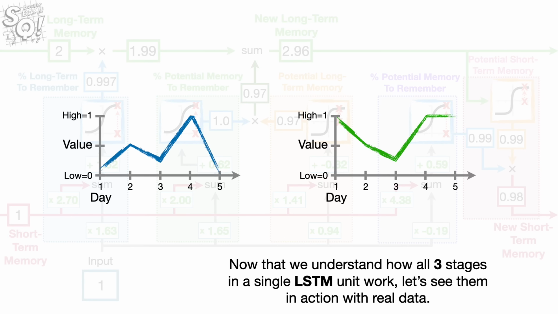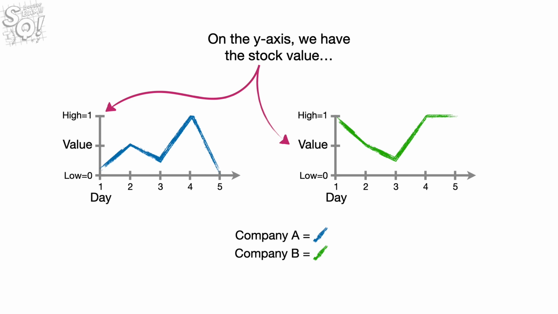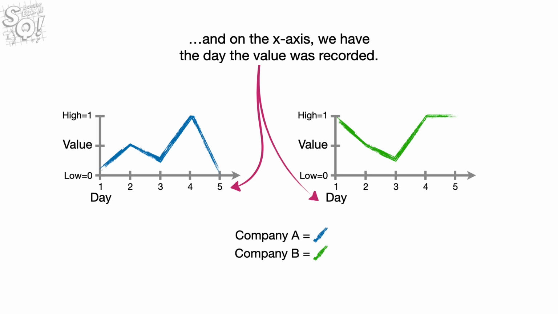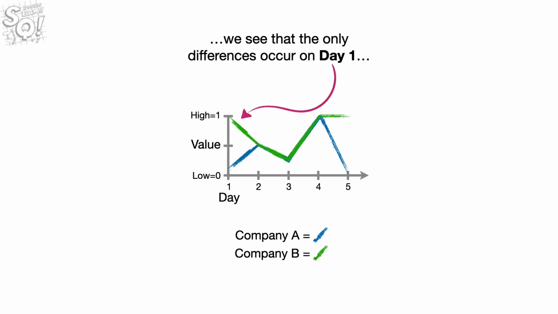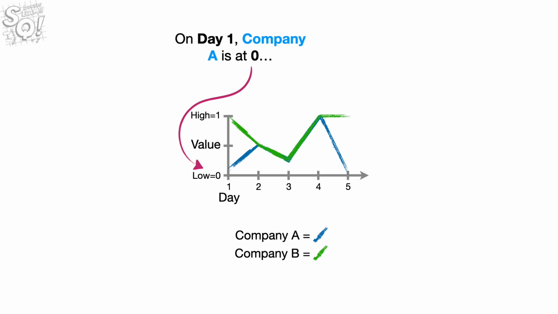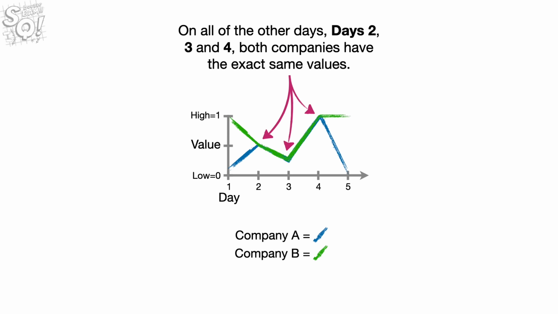Now that we understand how all 3 stages in a single LSTM unit work, let's see them in action with real data. Here, we have stock prices for 2 companies, Company A and Company B. On the y-axis, we have the stock value, and on the x-axis, we have the day the value was recorded. Note, if we overlap the data from the 2 companies, we see that the only differences occur on day 1 and on day 5. On day 1, company A is at 0 and company B is at 1. And on day 5, company A returns to 0 and company B returns to 1.